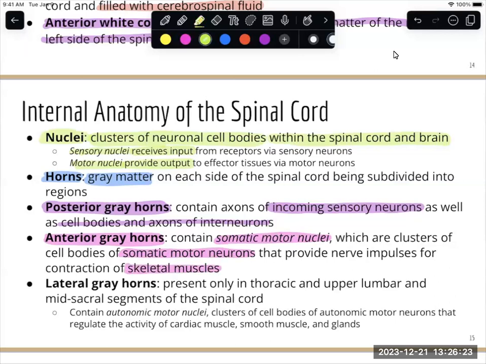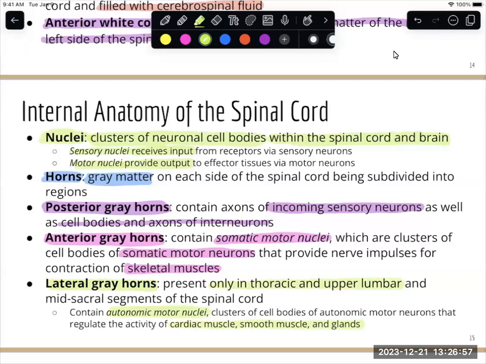Then I mentioned that lateral gray horn. Only in the thoracic. Some people have it in that upper lumbar, because we only have L1 and L2 of that spinal cord, and that's it. But this is autonomic nuclei. So this is going to cardiac muscle, smooth muscle, and glands. Autonomic is always, when we're talking about output, smooth muscle, cardiac muscle, and glands.